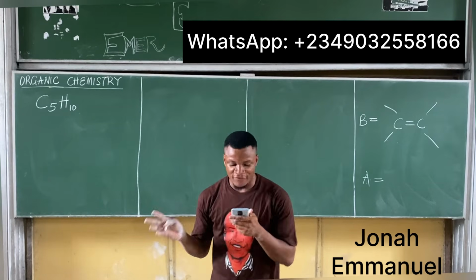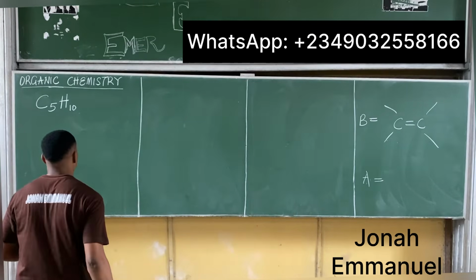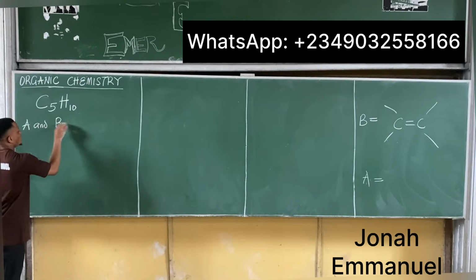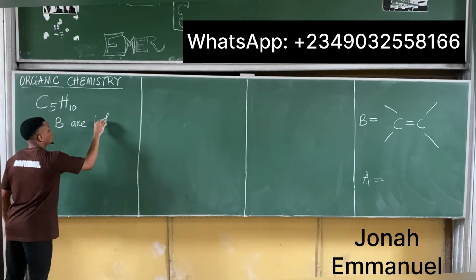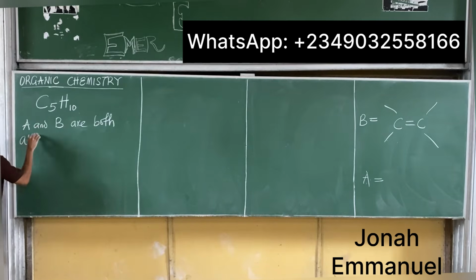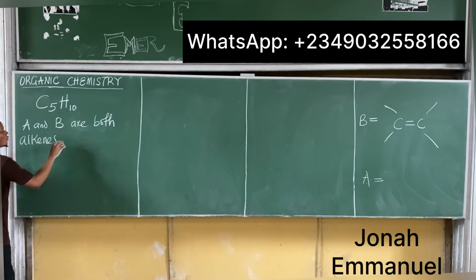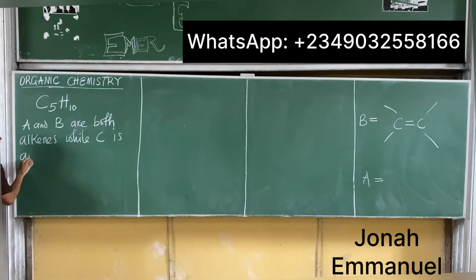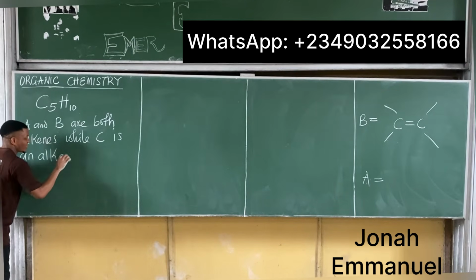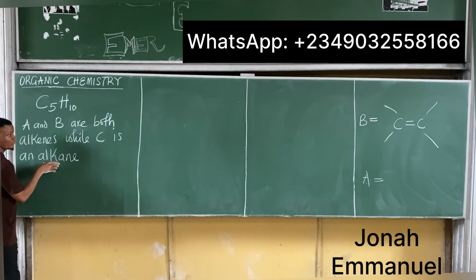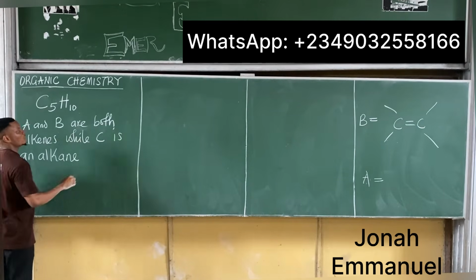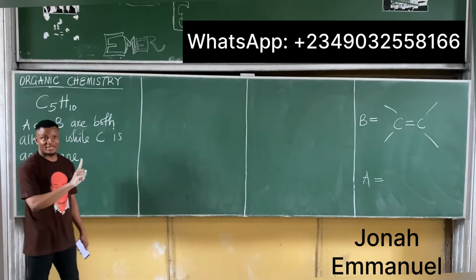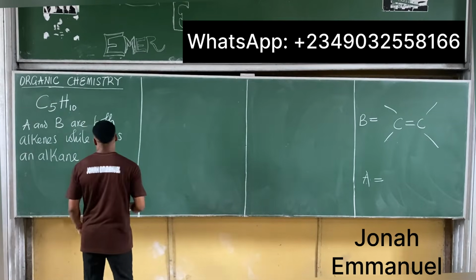All right, you said use the information. Okay, so let's get this done, please. So first things first, we know that A and B are both alkenes. That's what we know. While C is an alkane. Why an alkane? It doesn't decolorize bromine water. So which one will have C5H10? The cyclic one. We just said that. So let's get a cycloalkane with 5.